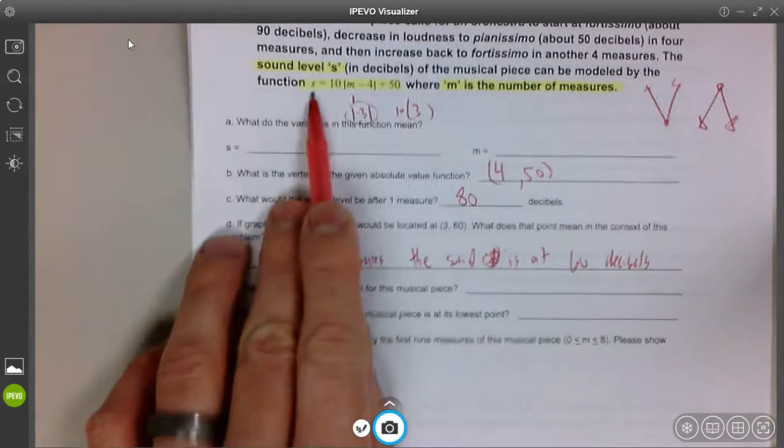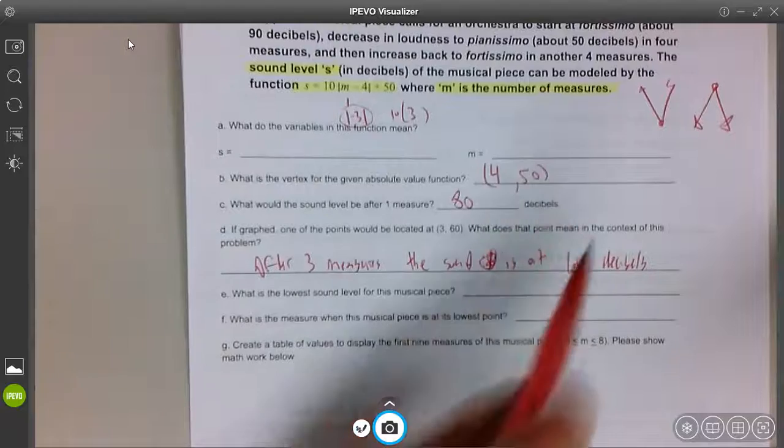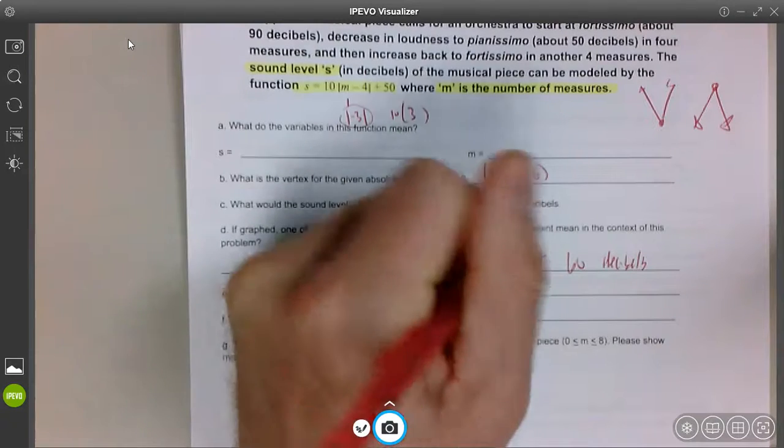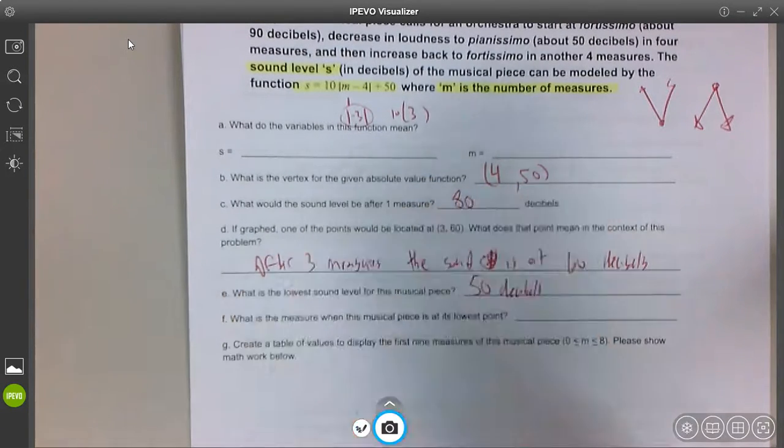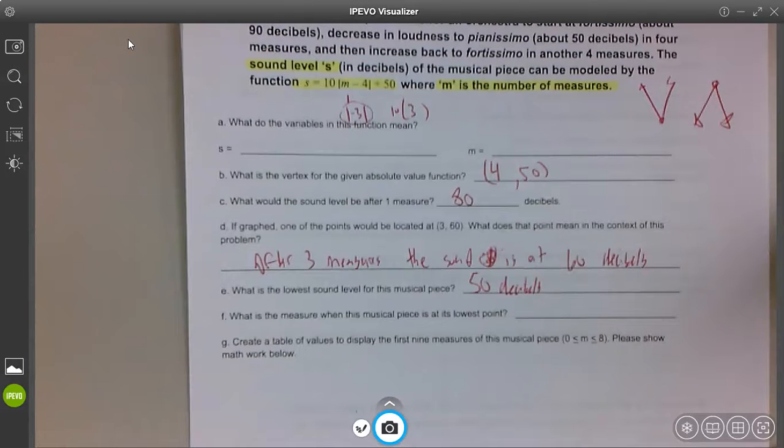Sound level is S. That's this part of it. Just 50 decibels. The lowest part, 50 decibels. Good.